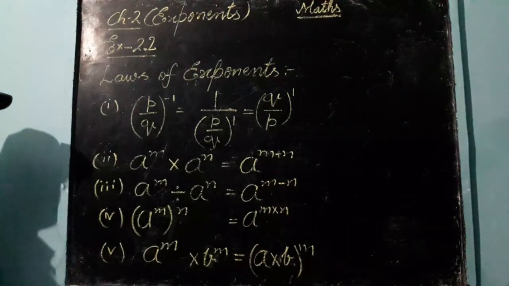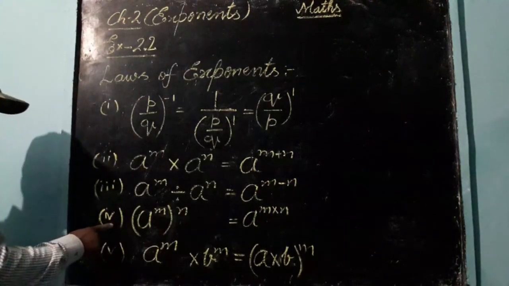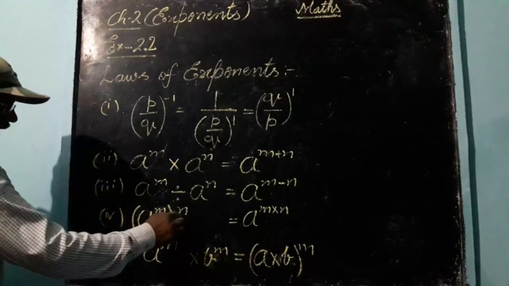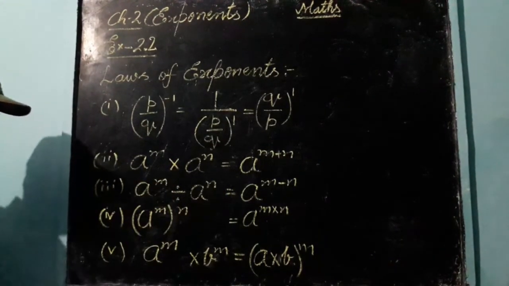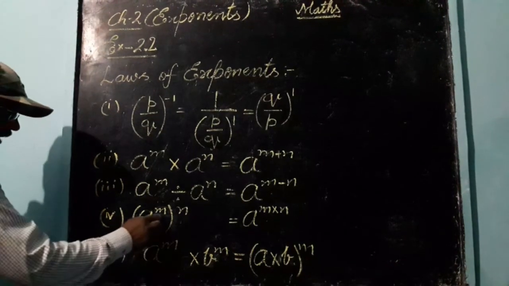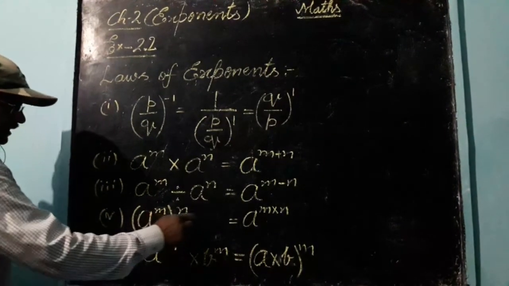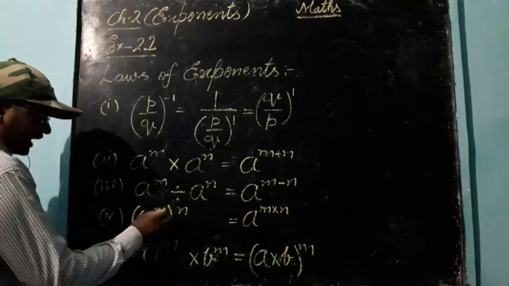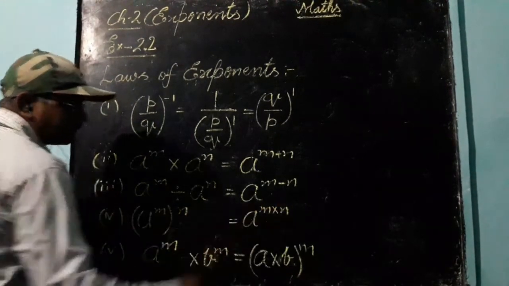Clear? Now in fourth rule, base a to power m, whole power n. Understood? Base a to power m, whole power n, is equal to base a to power m into n. There the powers will be multiplied.